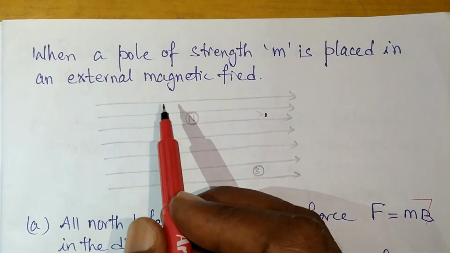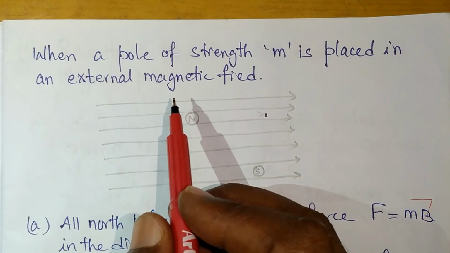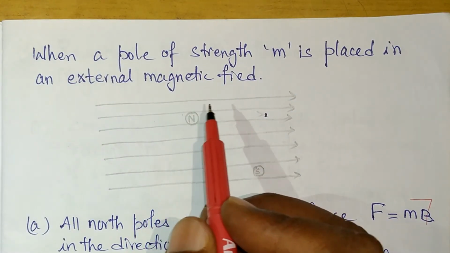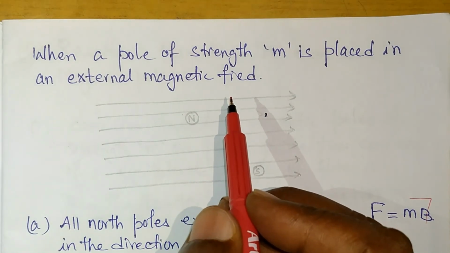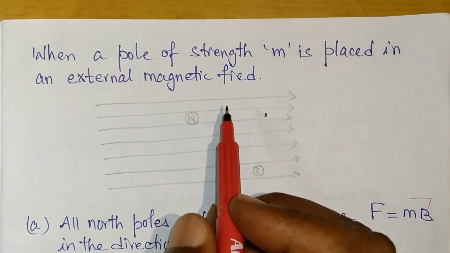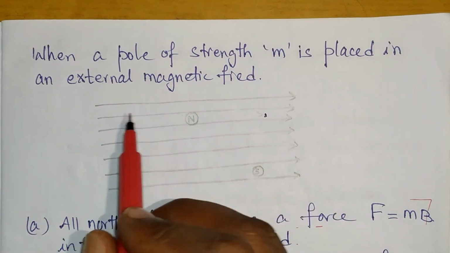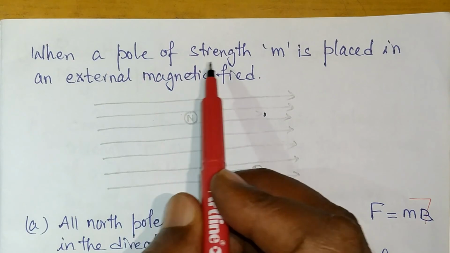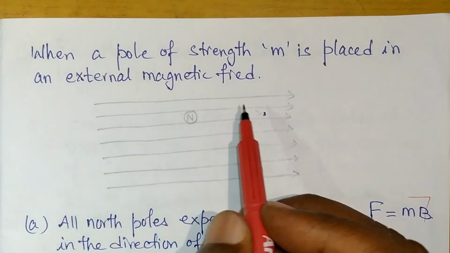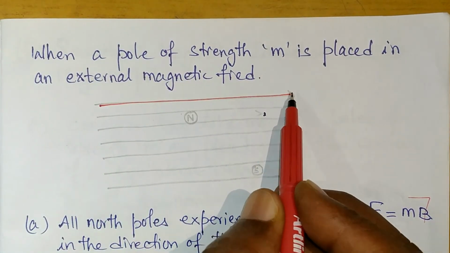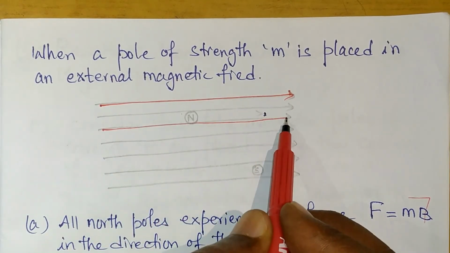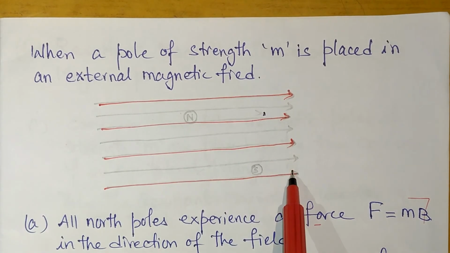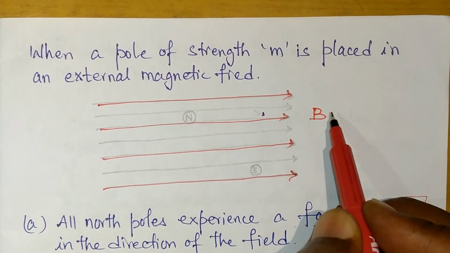We noticed that the magnetic induction of a magnetic material when placed in a magnetic field depends upon the direction of the magnetic field. Therefore, magnetic induction is a vector quantity. So, to know the direction of magnetic induction, when a pole of strength M is placed in an external magnetic field, this is a magnetic field denoted by the letter B. Let us assume that this is a magnetic field. Magnetic field is denoted by what?